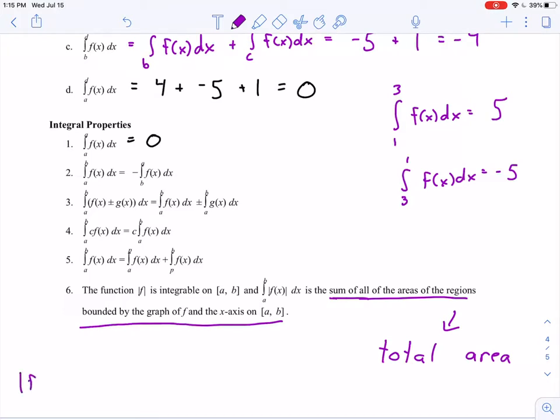So when we're working with absolute value of f, you can look at just the graph of regular f and just sum all of those areas together, regardless of whether it falls above or below the x-axis.